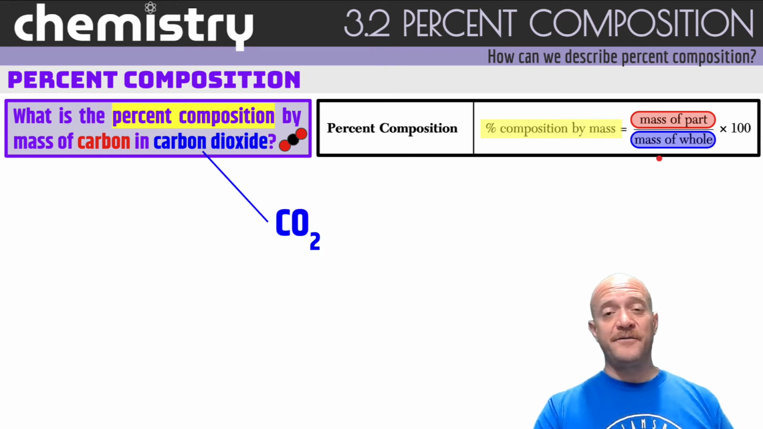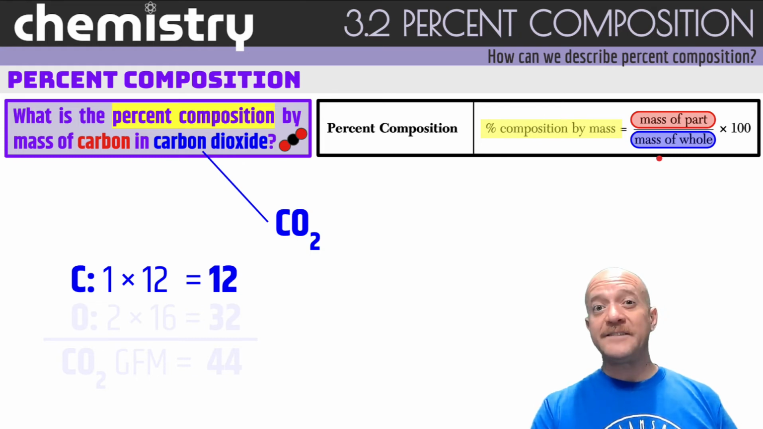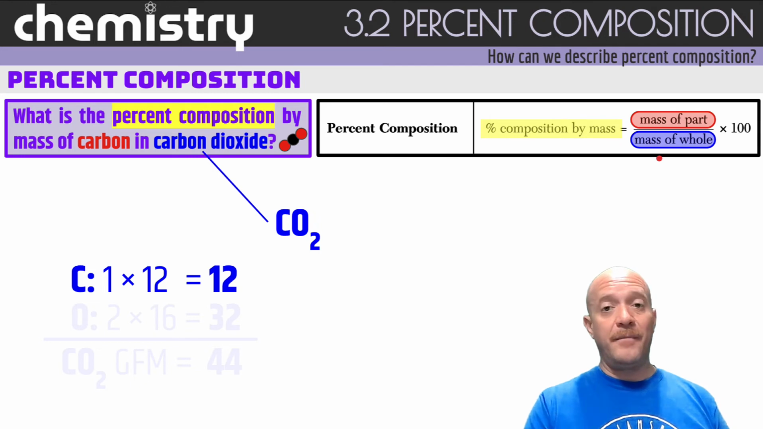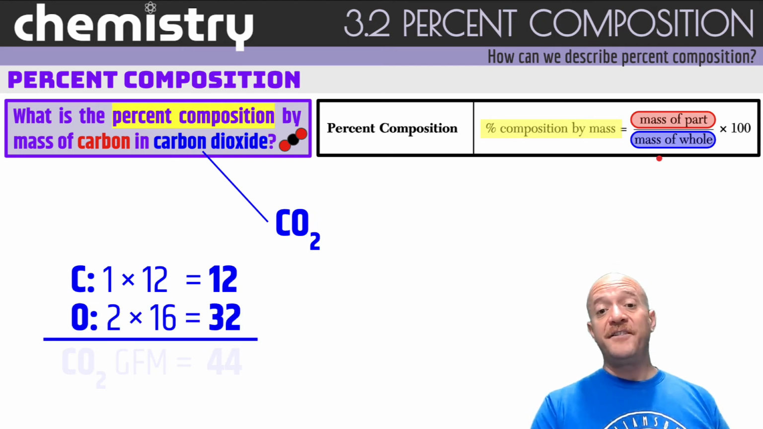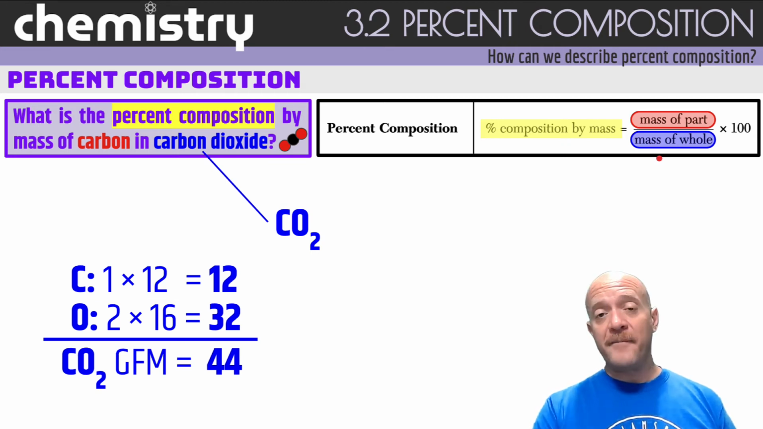So CO2 is the formula for carbon dioxide. We have one carbon, each one weighs 12 grams or 12 atomic mass units if you're dealing with a molecule. But carbon's contribution is 12. Oxygen, there are two of them. Each one weighs 16 grams per mole. That is 32 grams. When you total that up, it is 44 grams per mole, the gram formula mass of carbon dioxide.